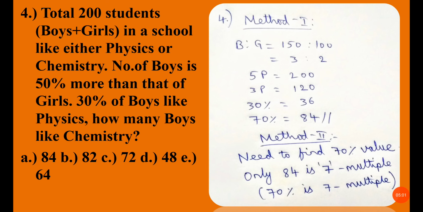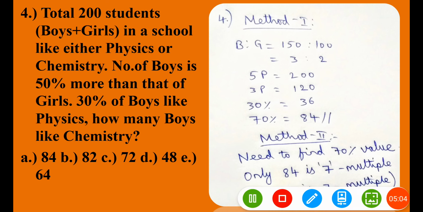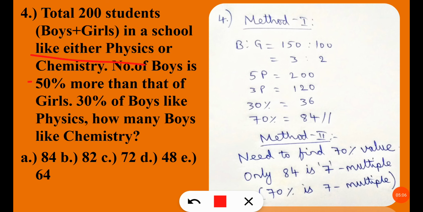Total 200 students, boys plus girls, in a school like either physics or chemistry. Number of boys is 50% more than that of girls. 30% of boys like physics. How many boys like chemistry?